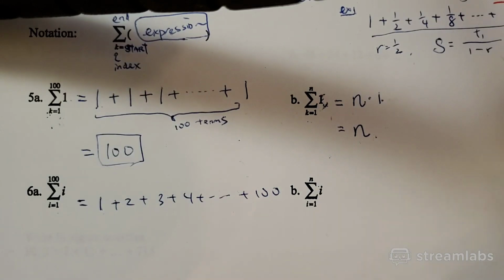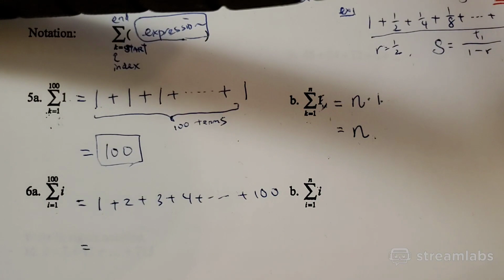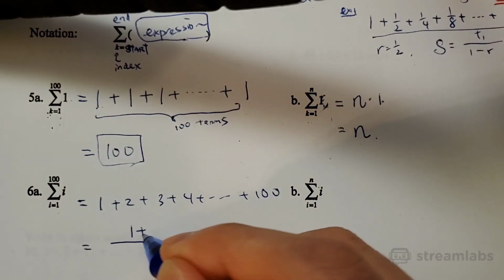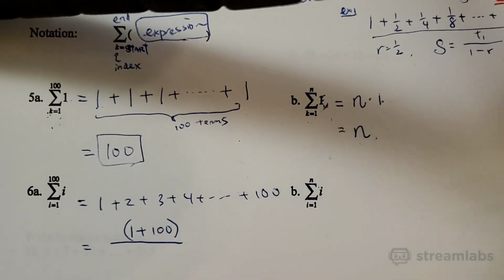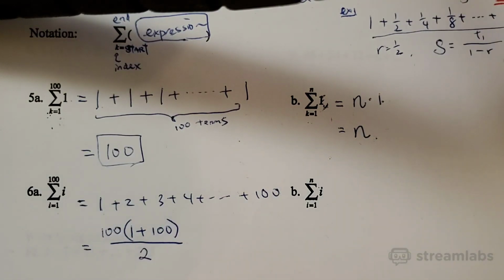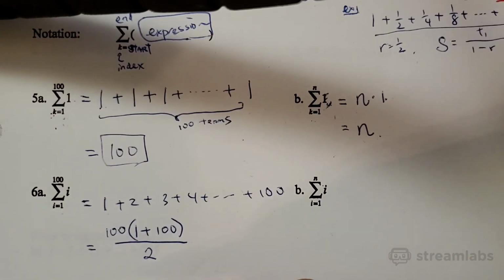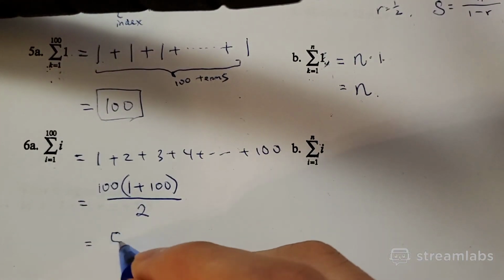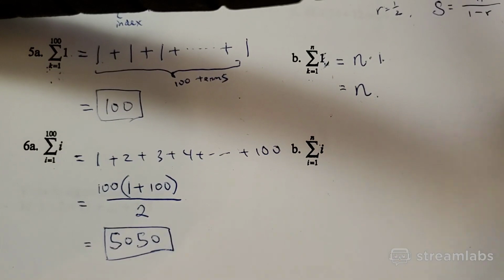Do you remember how to add 1 to 100? Isn't that an arithmetic or trapezoidal series, right? You just do first term plus last term, times the number of terms, which is 100, over 2, right? We took this previously. In this case, it is 101 times 100 over 2, so 5050. All right.